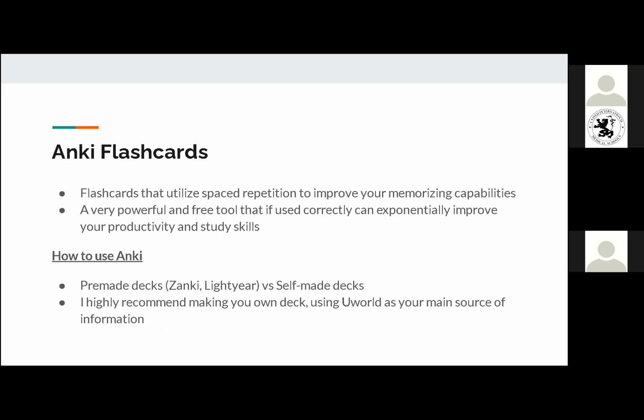Anki is a really important, very powerful tool, and it's free, which is really good. It utilizes spaced repetition to improve your memorizing capabilities. What this means is, for example, you have 50 flashcards that you've made. You go through them one day, and then they'll repeat again in a few days. You go through them again.